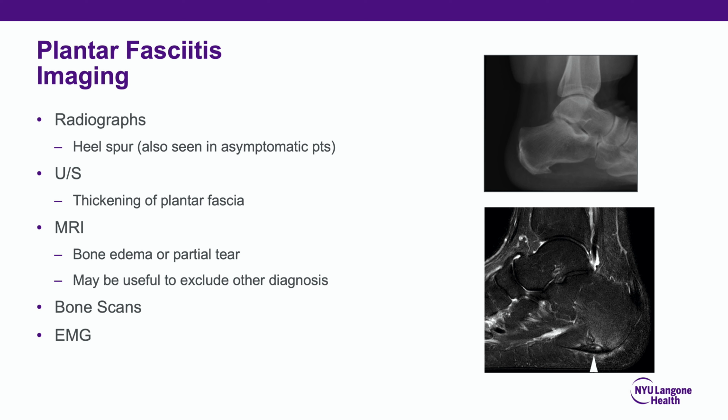Imaging for plantar fasciitis starts with radiographs. A heel spur is often seen in asymptomatic patients. An ultrasound shows thickening of the plantar fascia. An MRI is more useful to exclude other diagnoses, such as a stress fracture. However, on the bottom right, you can see an MRI consistent with plantar fasciitis, which shows bone marrow edema or partial tear. Bone scans can be indicated, but in my opinion, they have little use, and an EMG can be considered if you're concerned about nerve entrapment.